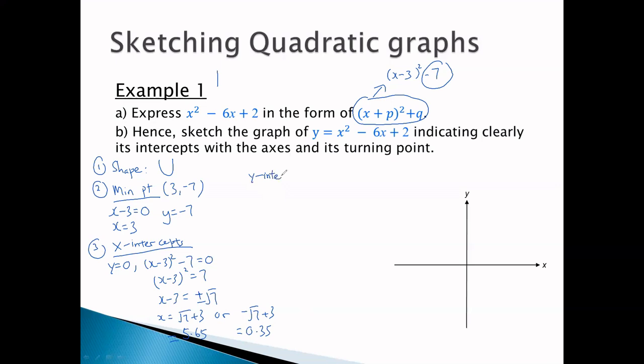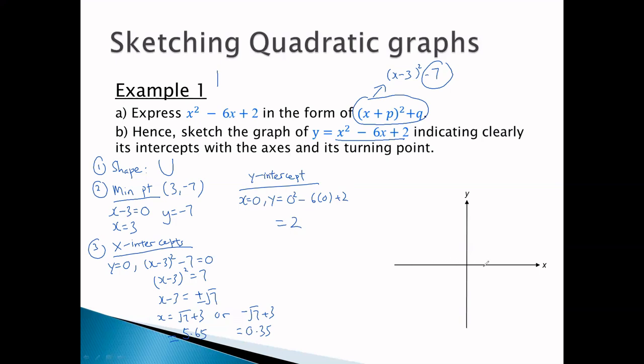Okay, and lastly, I need my y-intercept. Again, at the y-intercept, the x coordinate should be 0. So I put x equals 0, y equals, now in this case, I'll probably use this because it's much easier. 0 squared minus 6(0) plus 2. Answer is simply 2. Okay, now that I have all my info, I can actually sketch the graph now. So what do I have here?